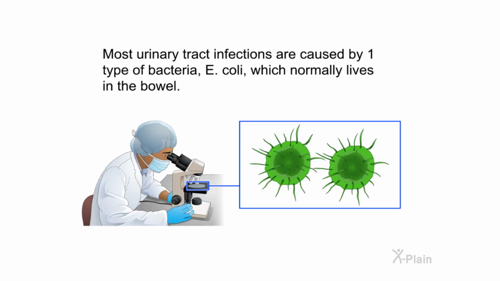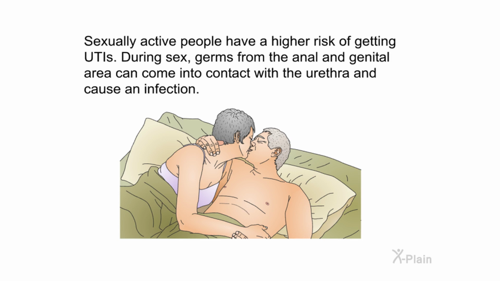Causes. Most urinary tract infections are caused by one type of bacteria, E. coli, which normally lives in the bowel. Sexually active people have a higher risk of getting UTIs. During sex, germs from the anal and genital area can come into contact with the urethra and cause an infection.